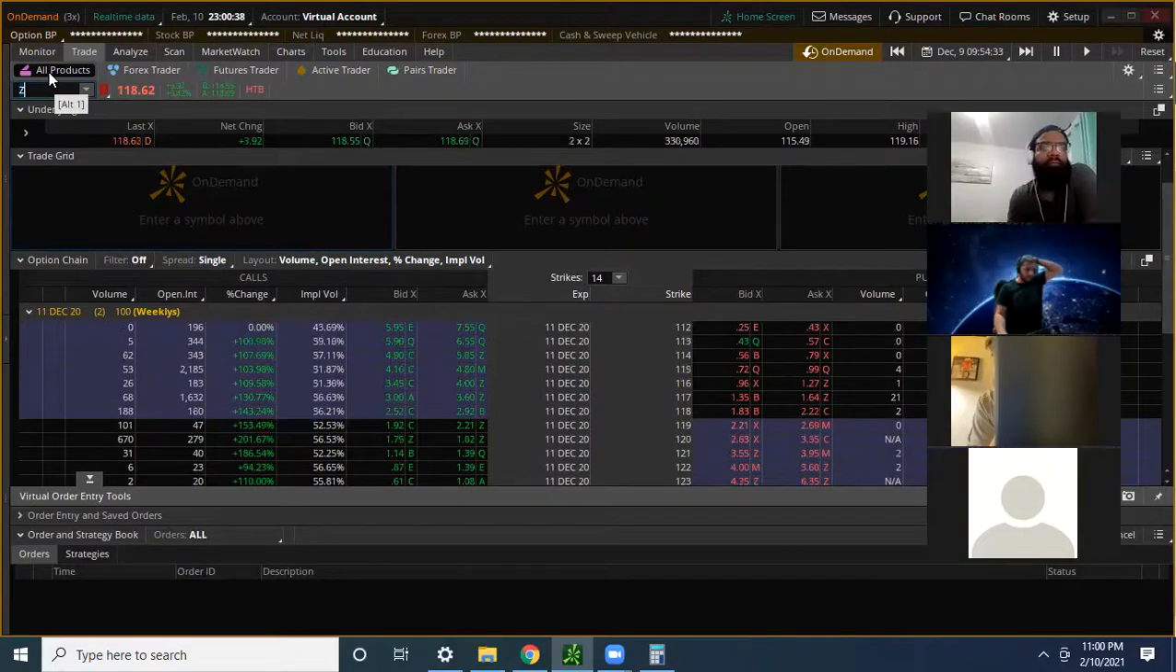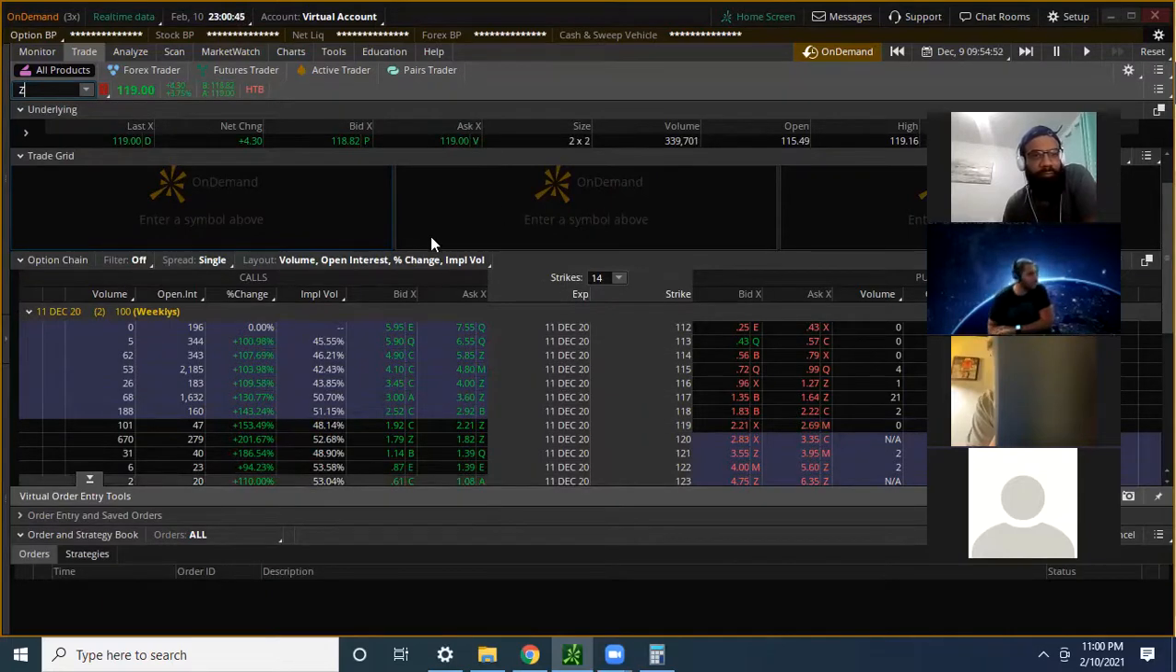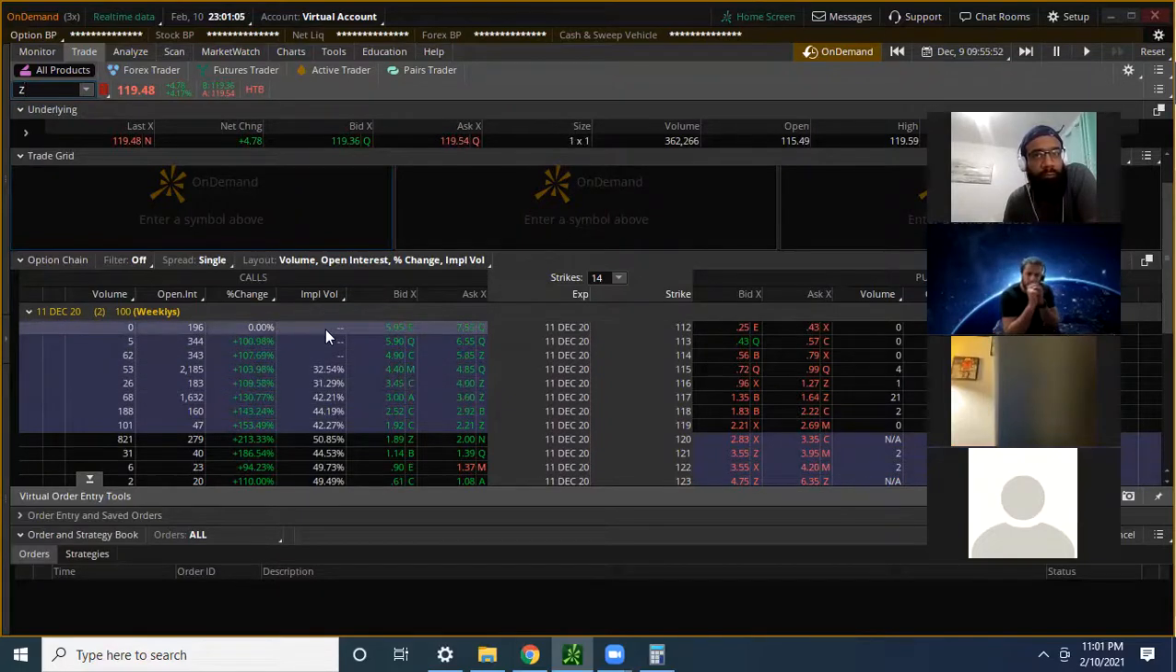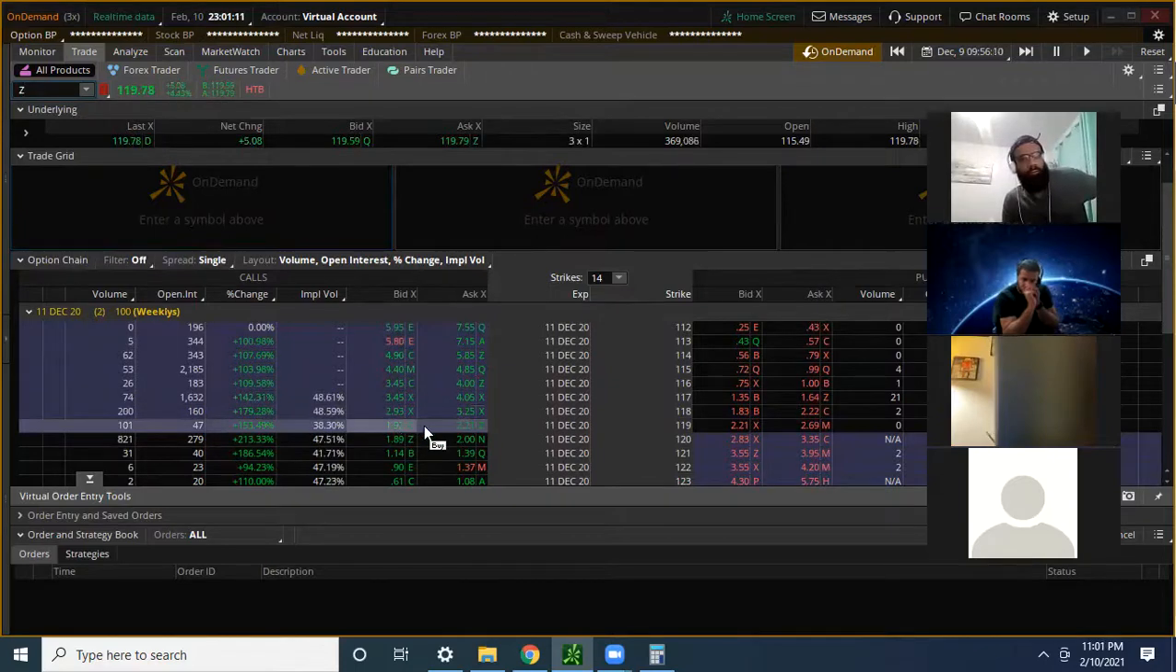But let's go back to Zillow and why it was a great play. So options, you want to see a high open interest, you want to see a low implied volatility. Generally anything over 80% you're being overcharged. The higher the implied volatility is, the more expensive the options are. And you want to see a small spread between the bid and the ask for high liquidity.